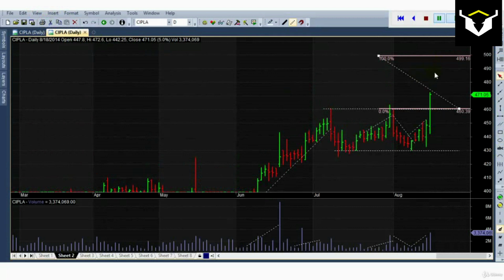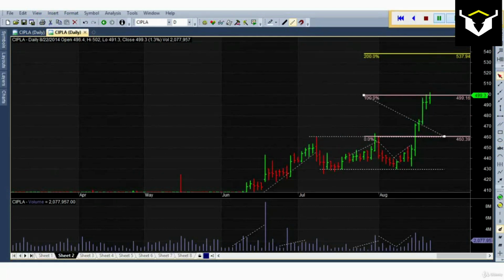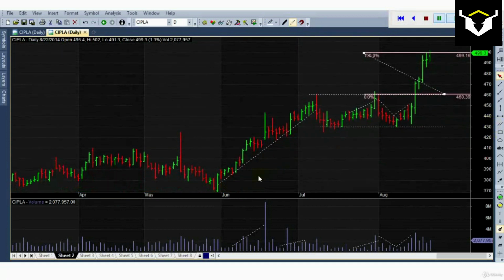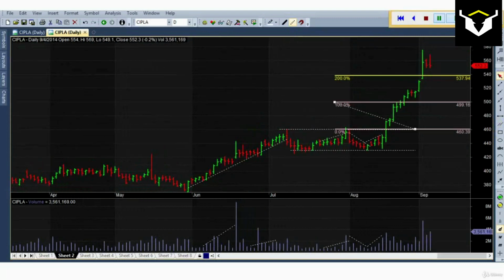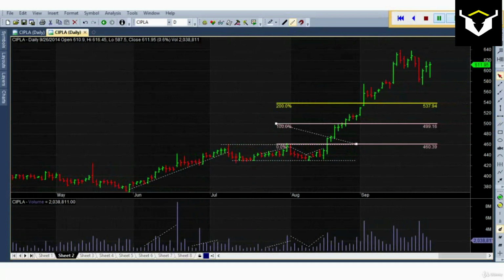Let's go ahead and add some bars. The projected target was met and prices went straight up, thus resuming the upside move. Let's add some more bars. The up move was way larger than what we anticipated.